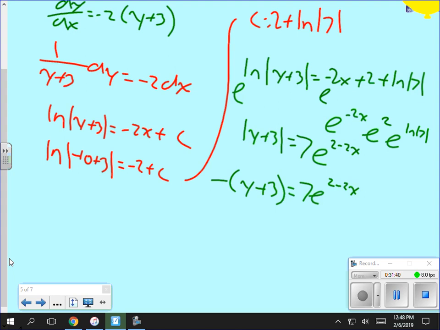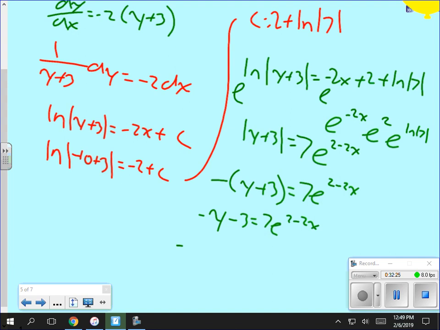Would that work to give me my answer? What you have to do is just mess with your pluses and minuses and see what works. If I take this and make it negative y minus 3 equals 7e to the 2 minus 2x, when you plug in the 1 for the x, you get 2 minus 2, which is 0. e to the 0 is 1. Okay.